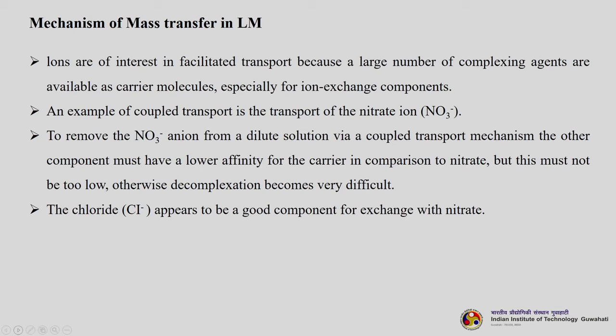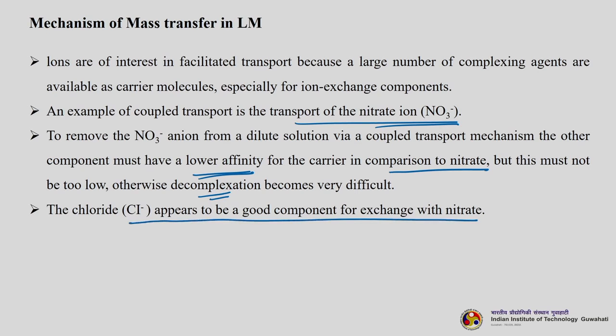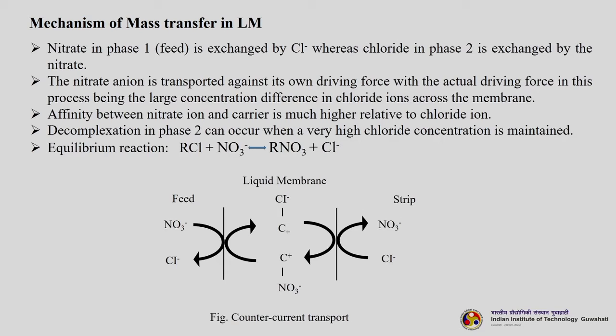Now, an example of coupled transport is the transport of nitrate ion. To remove nitrate anion from a dilute solution via a coupled transport mechanism, the other component must have a lower affinity for the carrier in comparison to nitrate, otherwise it will try to bind to the carrier. But this must not be too low, otherwise decomplexation becomes very difficult. So, chloride appears to be a good component for exchange with nitrate. You just see how this is happening.